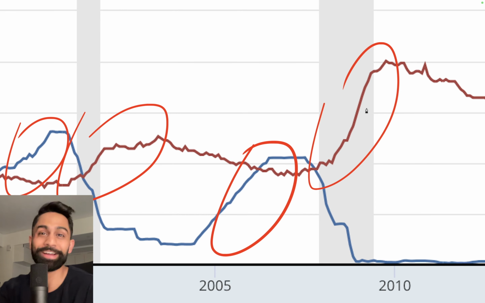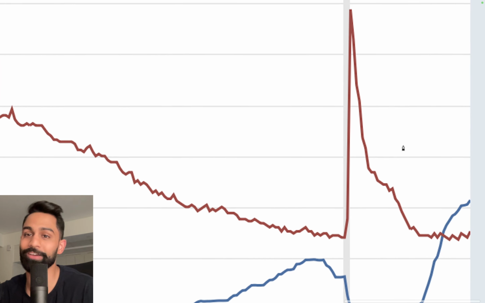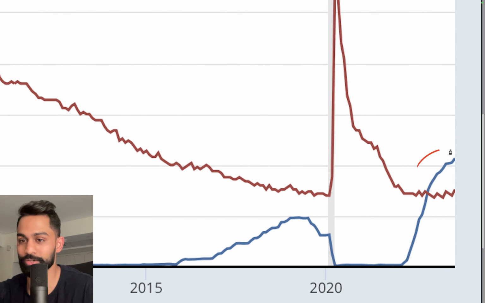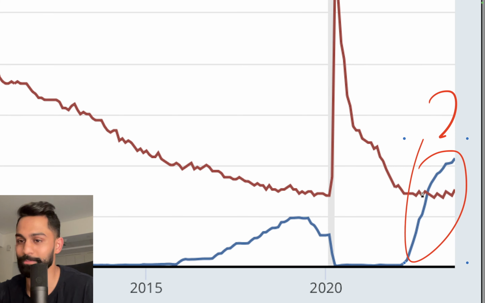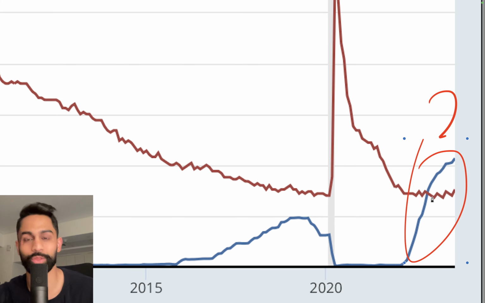So bottom line is, when interest rates go up, unemployment follows. Now the interesting thing is that we haven't quite seen that yet. Interest rates are higher, unemployment has not followed, right? The red line is still low. It is still at near 3.5, 3.7, 3.8%.